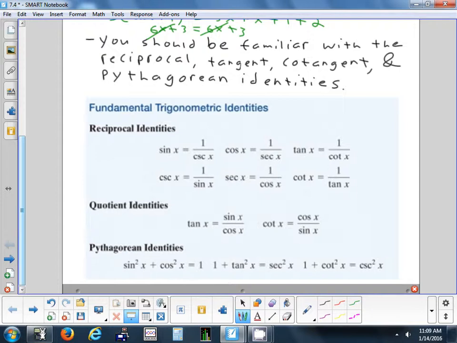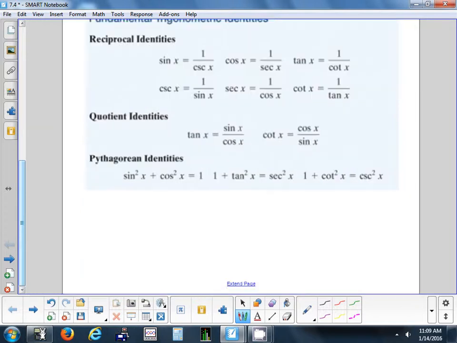We've had to use these all along because it's the only way we can type in secant, cosecant, and cotangent into the calculator. The quotient identities, sometimes you can also call them the tangent, cotangent identities. Sine over cosine is tangent. Cosine over sine is cotangent. And the last 3, I think I gave you these, but we've never really done any work with them, are the Pythagorean identities.